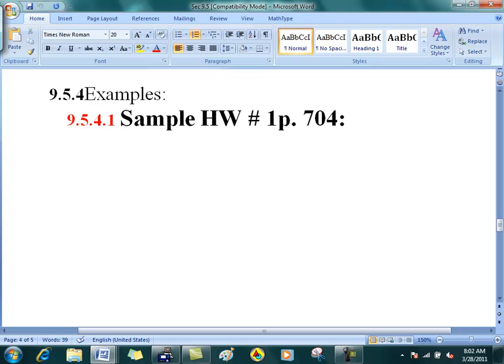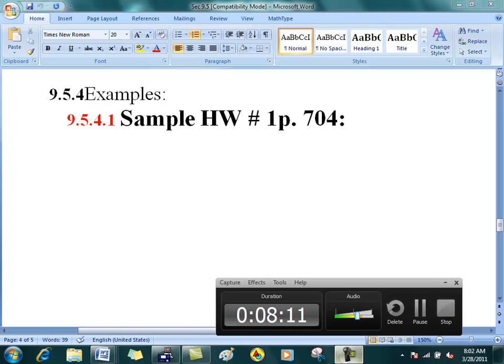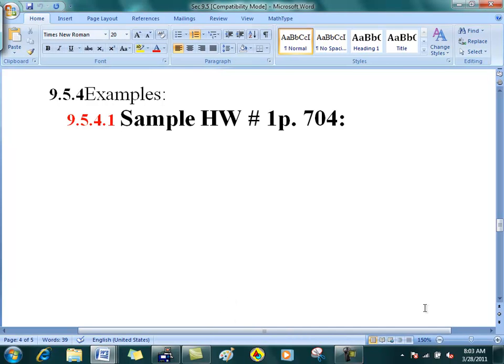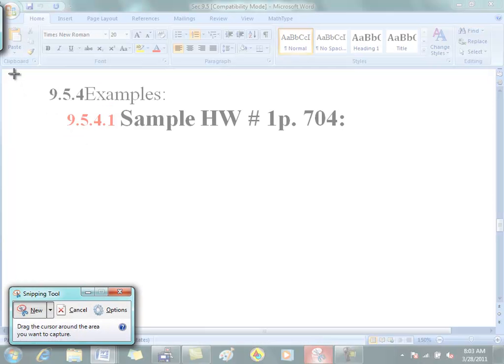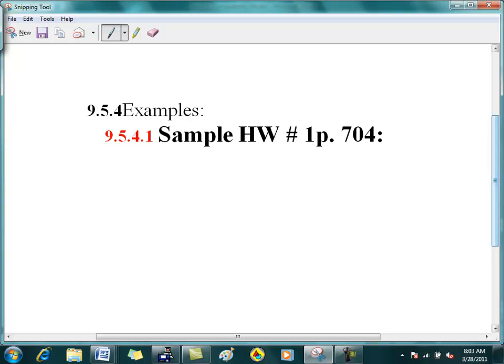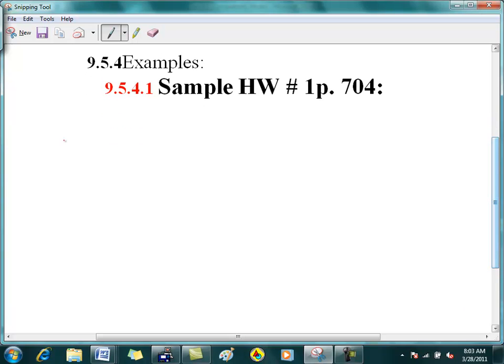Okay, so I'm going to do the first problem. That's like a homework sample from page 704. So the equations are x equals t and y equals t plus 2, and you are supposed to match the 6 graphs that you have to one of these equations. Okay, so what you want to do is match one of those graphs to this one equation.